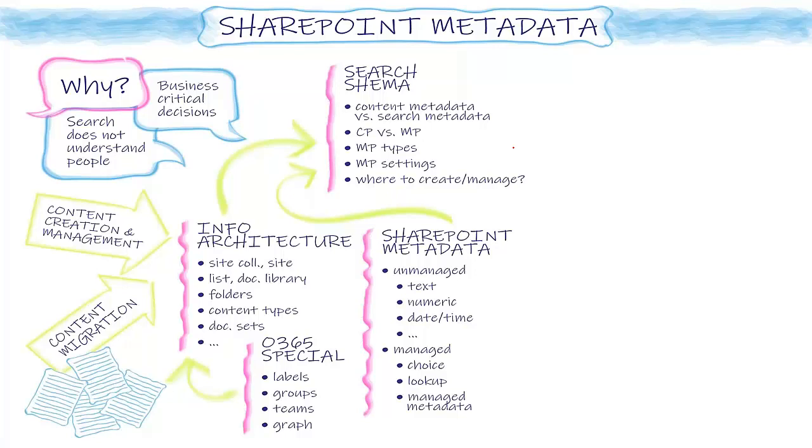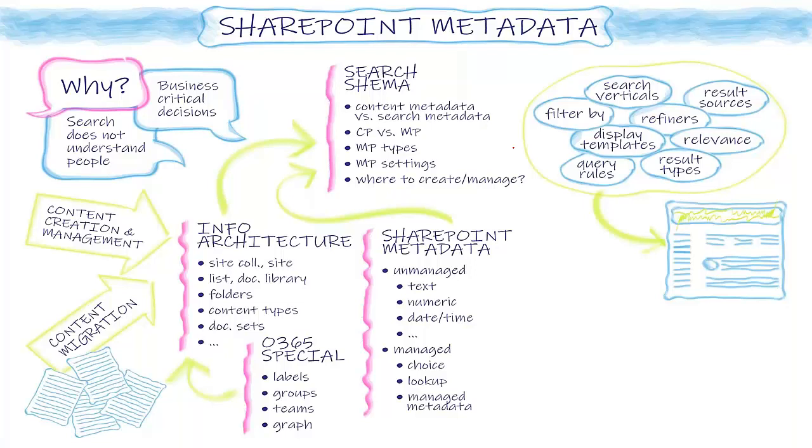Therefore, we can do a lot to improve the search schema. We can create our custom managed properties. We can set up and configure those managed properties, and there are also many additional settings for what we can use those managed properties for. And then once those managed properties are ready in the search schema, we can use them to create search verticals or result sources, to create refiners to be used in display templates, or filter the results by, or use them as refiners, etc., to improve the search experience. So as you can see, it's always a combination of many different things.